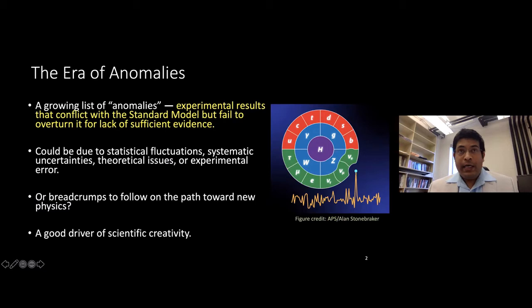So I would take these anomalies as a good driver of scientific creativity. For theorists, it gives us a challenge to grapple with the data and find models that fit the data naturally without too much finagling. And from the experimental point of view, it gives a fresh challenge to the experimentalists to better understand their instrument, better understand their systematics, and reduce the background and so forth. So you can take it in a constructive way.